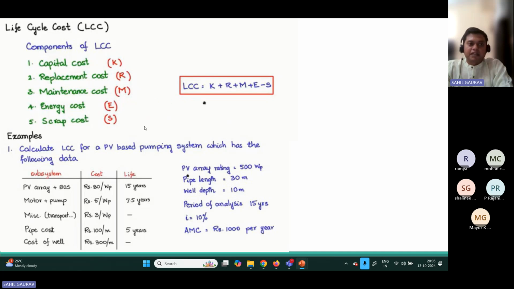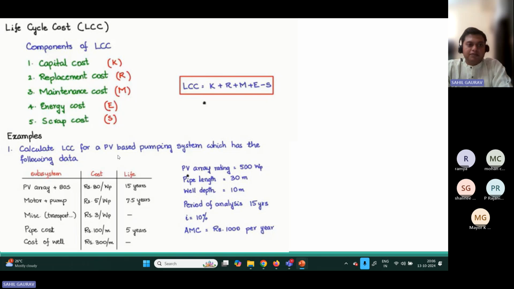Why have we subtracted this scrap cost? Because this amount of money you will get after dismantling your project or whatever you have invested somewhere. So this will not go anywhere; scrap cost will always be with you. So this scrap cost will be subtracted from the cost that we are using while running any system. So capital cost plus replacement cost plus maintenance cost plus energy cost minus the scrap cost. So this will be the total life cycle cost for a certain thing.